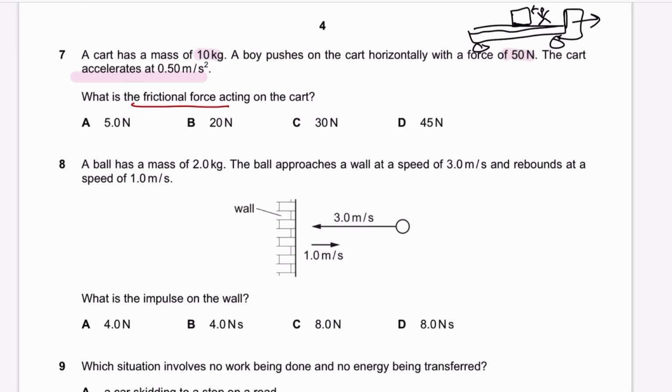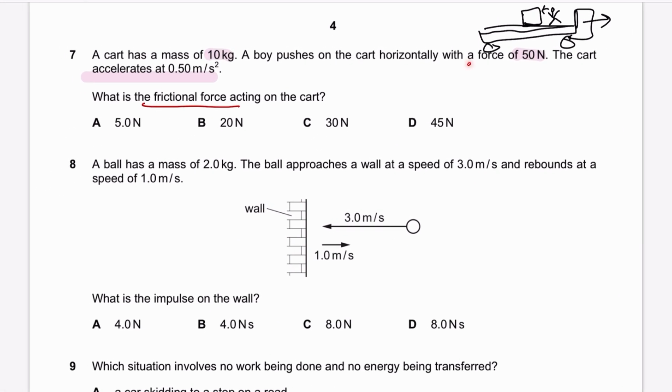So we're told that the boy pushes the cart with a force of 50 newtons and it accelerates at 0.5. What is the frictional force acting on the cart? This means that this entire force is not causing the acceleration. This entire force is not causing work. A part of it is causing work or causing acceleration. Whatever is left over, the part that's not causing work or acceleration, that will be the frictional force.